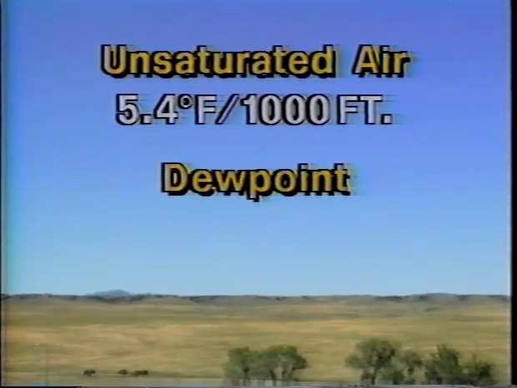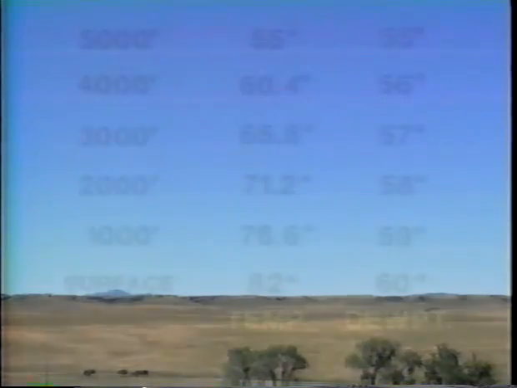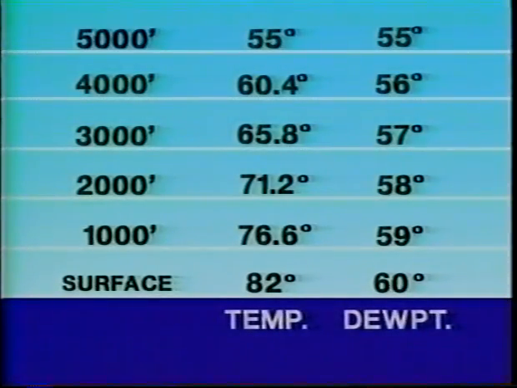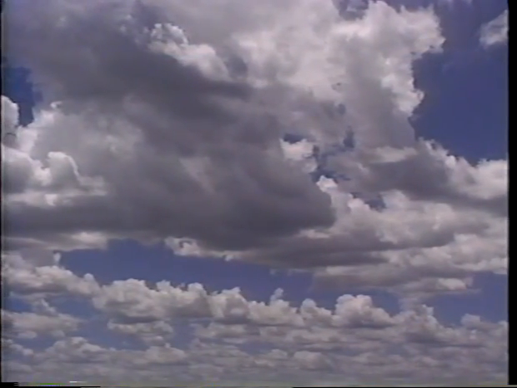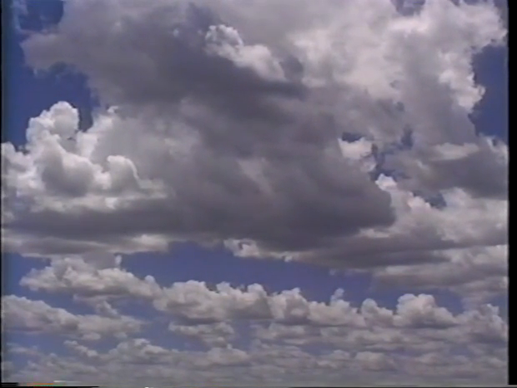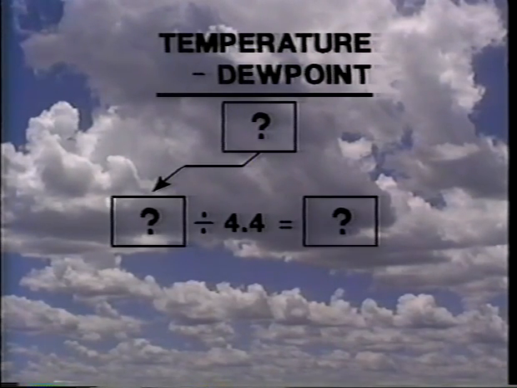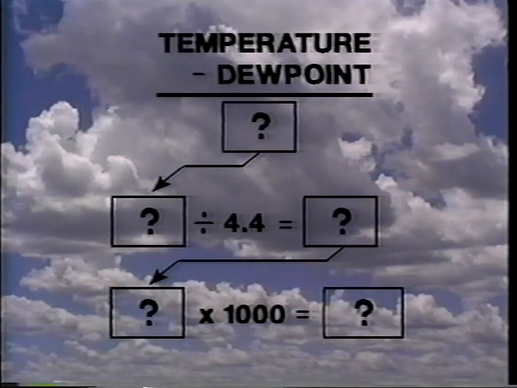The dew point also decreases with altitude, but at a rate of just 1 degree Fahrenheit per 1,000 feet. As a result, the temperature and dew point converge at about 4.4 degrees Fahrenheit for every 1,000-foot increase in altitude. You can use this information to find the approximate location of the cloud bases along your route of flight. Just find the surface temperature, subtract the dew point, divide by 4.4, and multiply by 1,000.